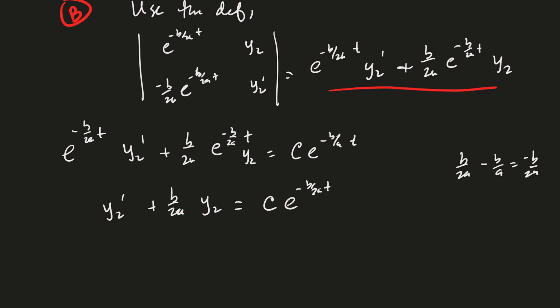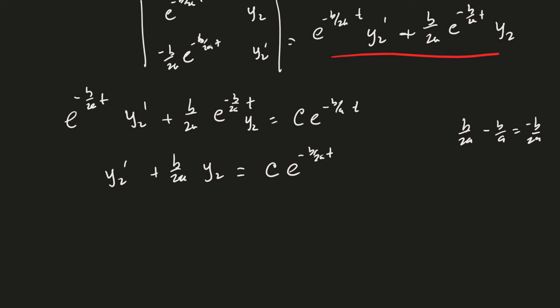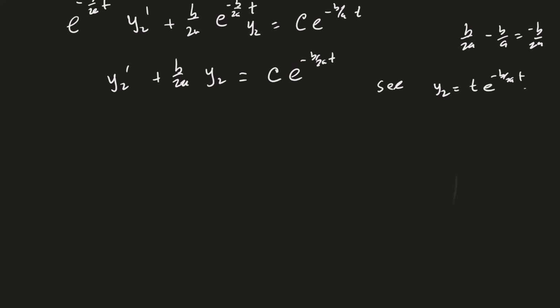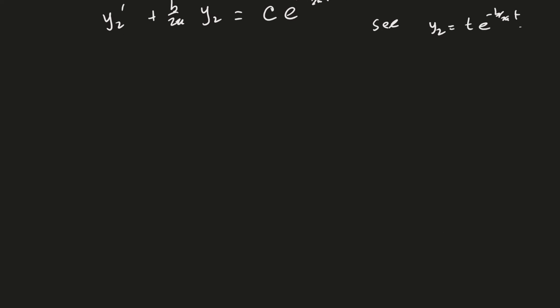Good. And now this is a really simple differential equation to solve. So I will let you solve that. And you should see that y2 can be taken to be t times e to the minus b over 2a t. And that finishes that. Good. Okay, the second technique that I wanted to talk about today is a new technique. And the new technique is called reduction of order.